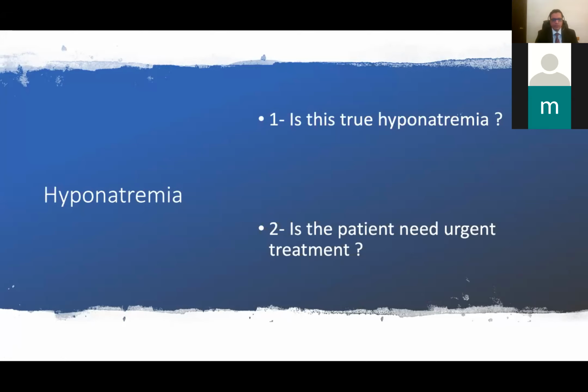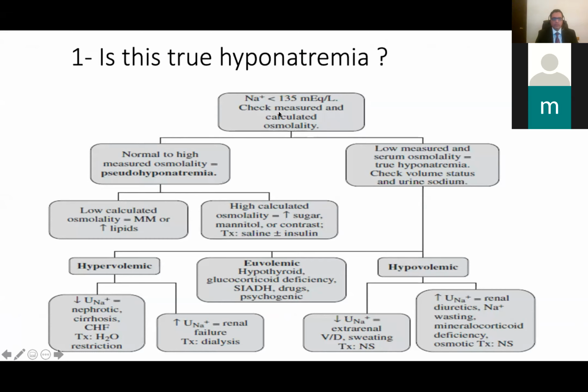For the first question, this is a very famous figure. As we all know, hyponatremia is sodium below 135. Here will be the pseudo, or not true, hyponatremia: either normal osmolarity or high osmolarity. In case of normal osmolarity, like multiple myeloma or hyperlipidemia, treat the underlying cause. If the osmolarity is high, as happens in hyperosmolar hyperglycemia, mannitol use, and contrast, here too we treat the underlying cause.